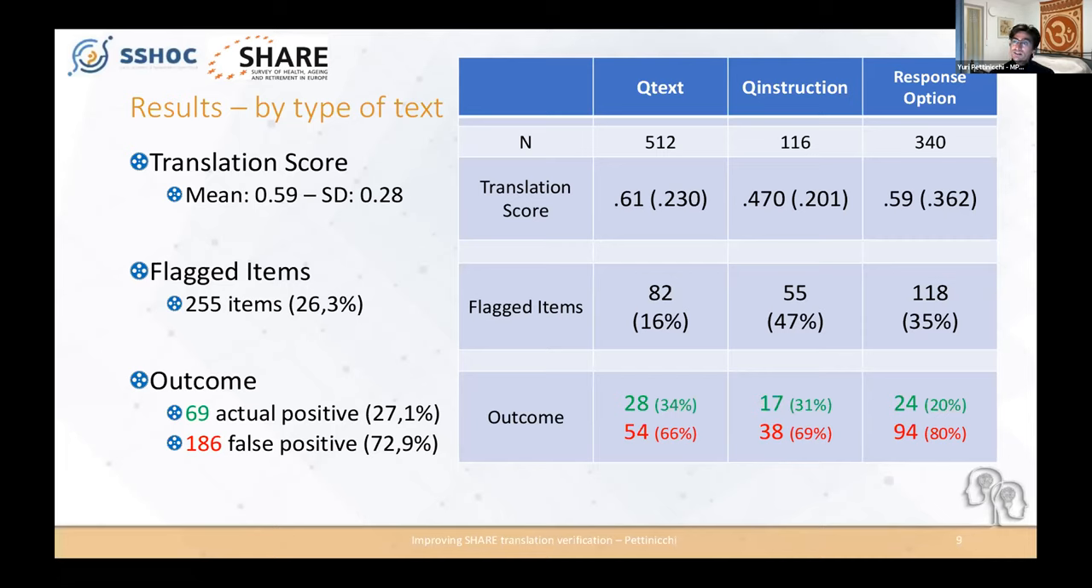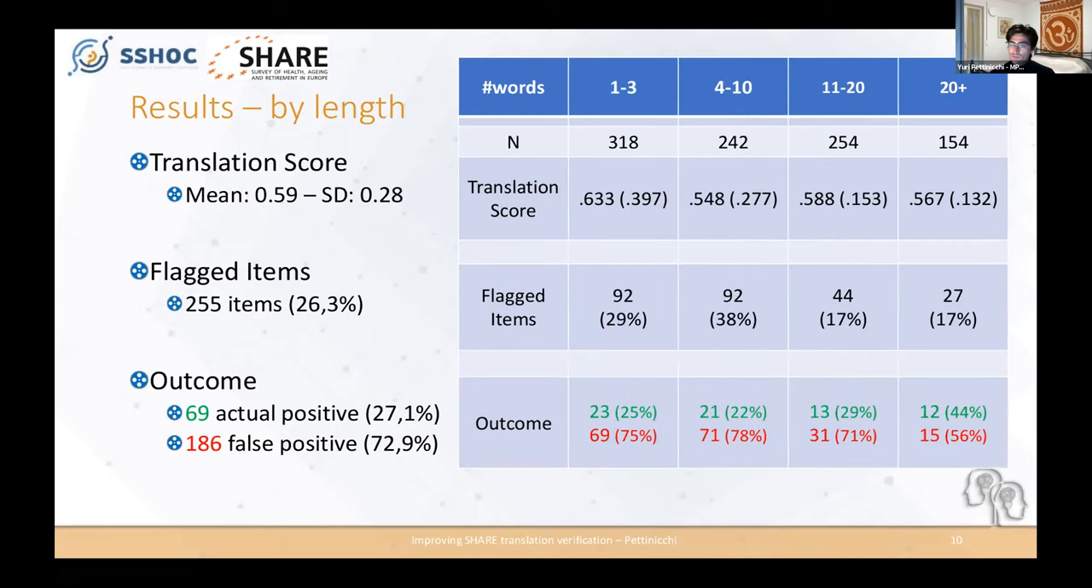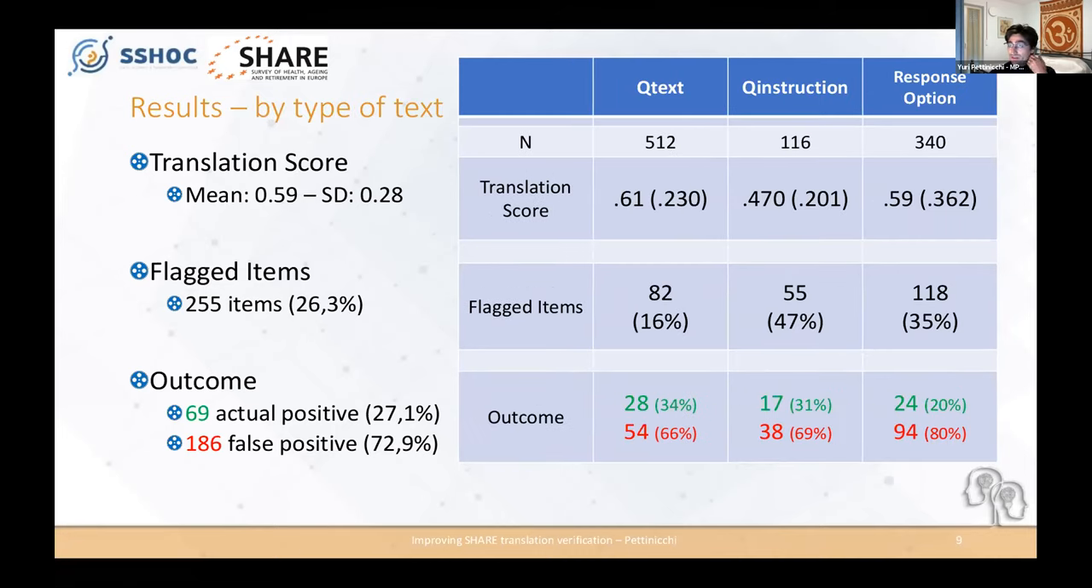On the other end, for the response options, which have very short sentences, the fraction of items flagged is on average 35%. Among all the items that were flagged, there is a high false positive rate, almost 80%.